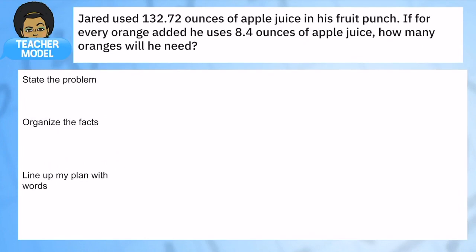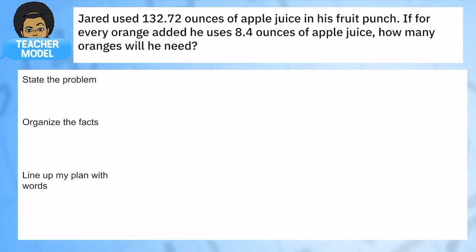Let's put those dynamic decimal division skills into practice with this first problem. Jared uses 132 and 72 hundredths ounces of apple juice in his fruit punch. A lot of fruit punch. If for every orange added, he uses 8 4/10 ounces of apple juice, how many oranges will he need?